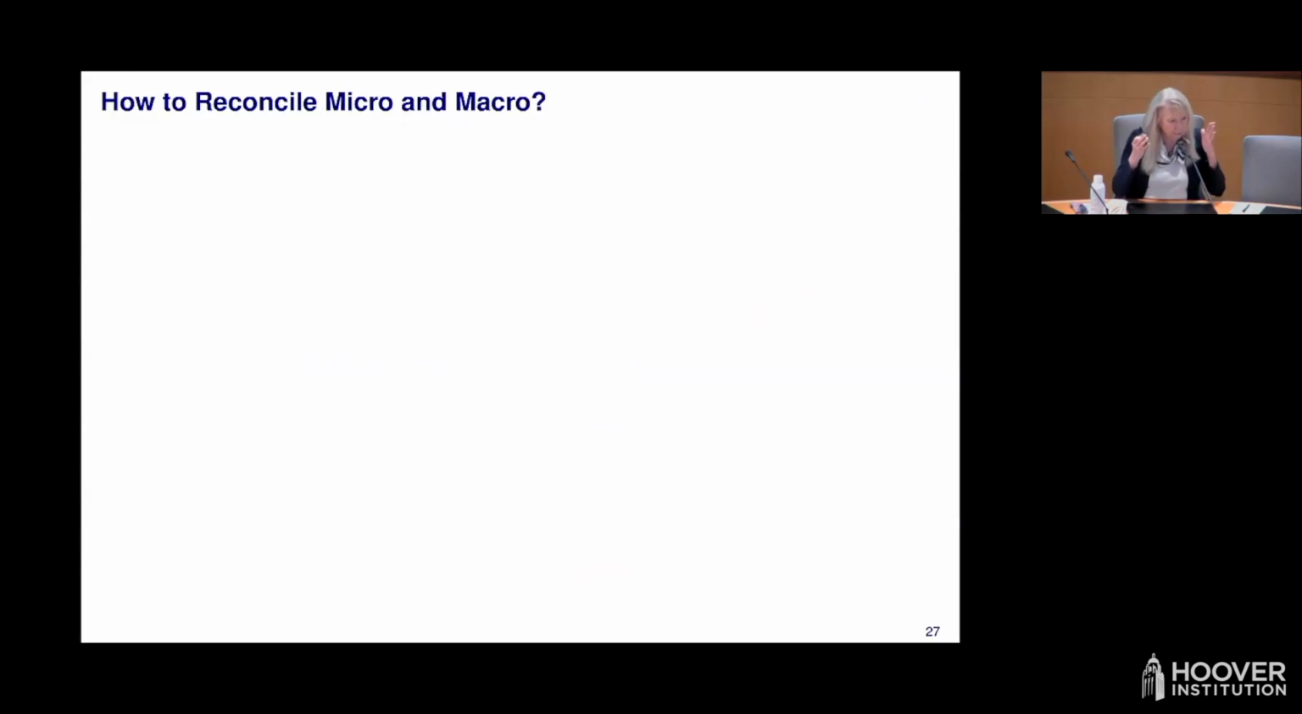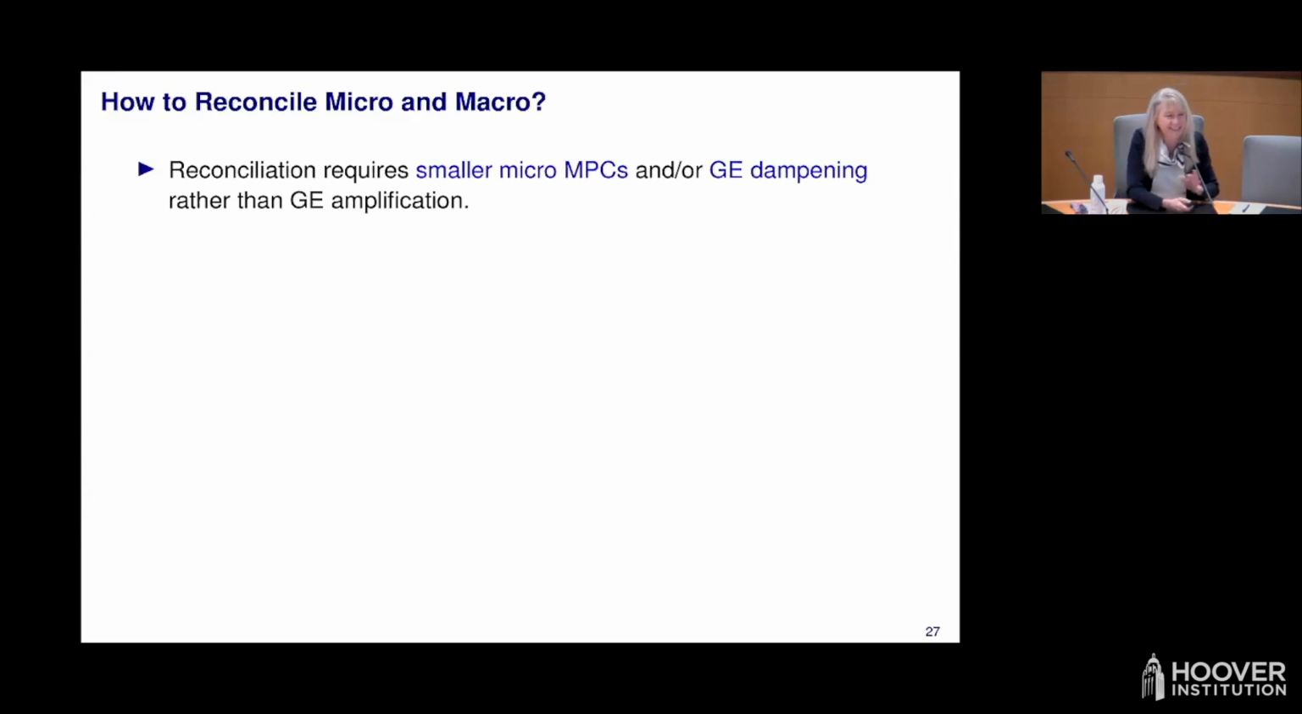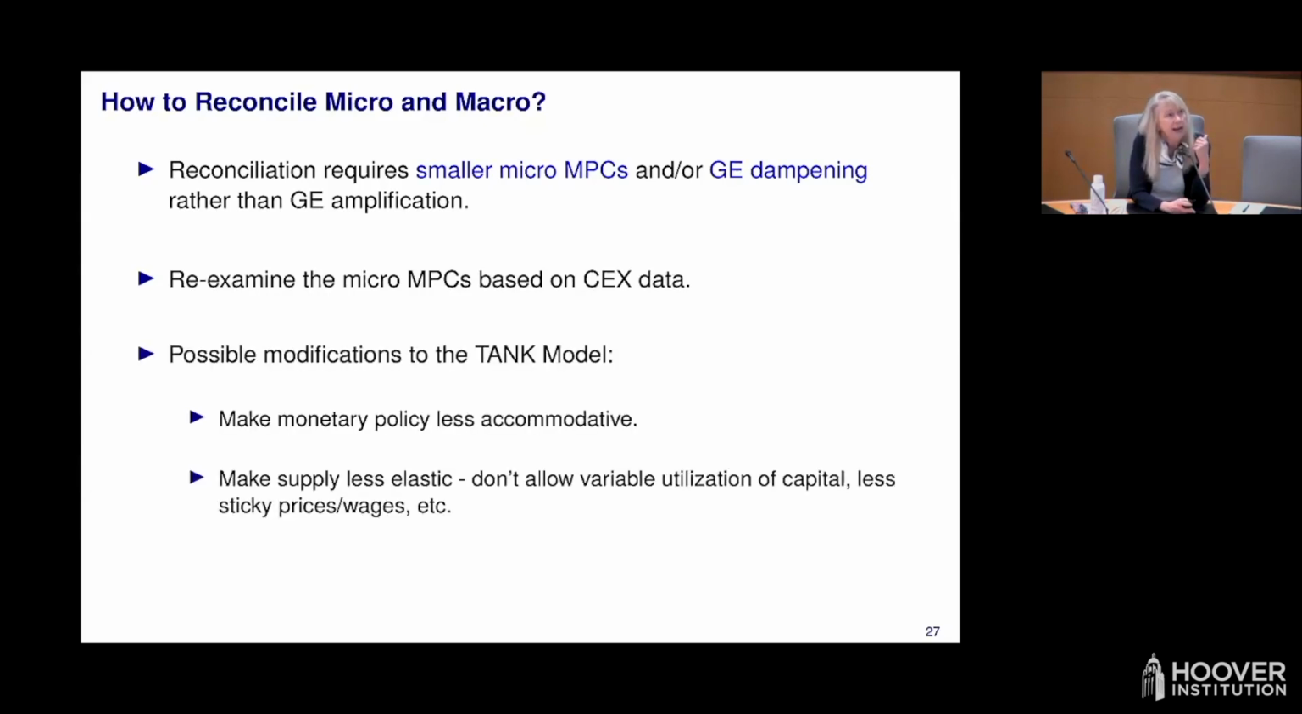And this is a case where we say, okay, let's go into more details in the data. And there are a lot of details in these data. So the reconciliation is with either smaller micro MPCs or general equilibrium dampening rather than amplification. All right, so we examine the micro MPCs based on the CEX data again. This just lists what you could do with the TANK model, but you'll see once we've looked at these data, we figure we don't need to mess around with the model.